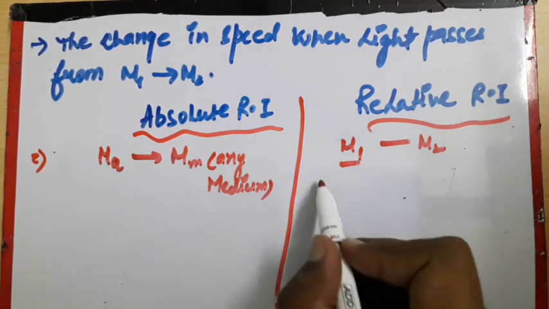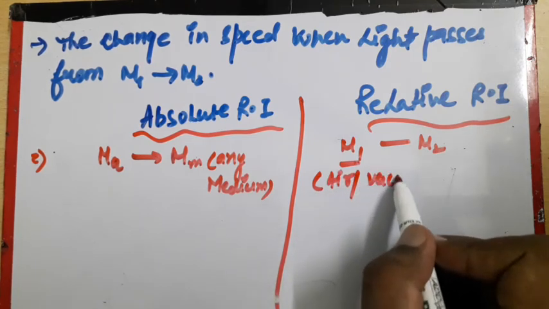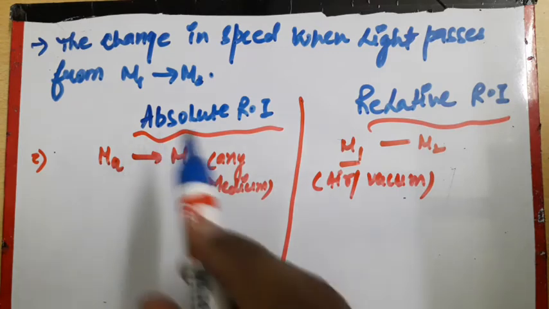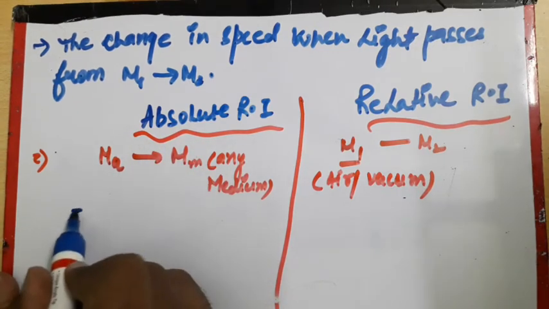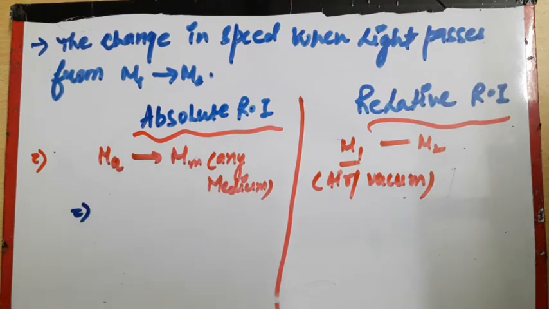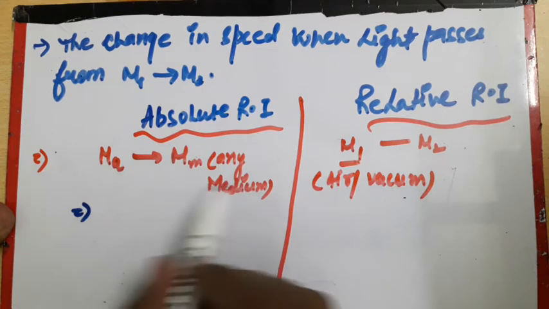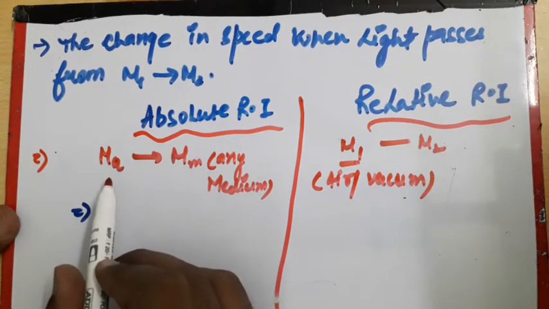But medium 1 should not be air or vacuum, we can say. Then it is a case of relative refractive index, right? So now the point is how to find refractive index according to the speed. So what we used to do is, if we talk about absolute refractive index, we already know the ray is in air medium.